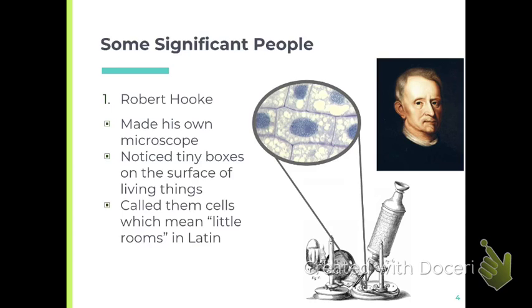All right, so let's talk about a little background and history about who discovered the cell. Robert Hooke is the first person, and I think he looked at cork cells. Cork is like wood, or made from wood. He made his own microscope. He called them tiny boxes or little rooms. He was the guy who came up with the name cells, because a cell in Latin means little room.